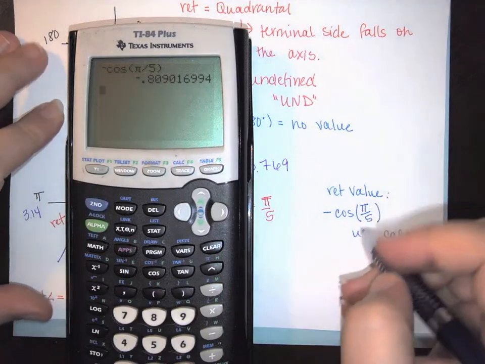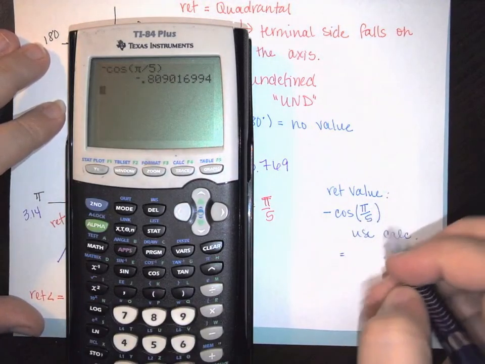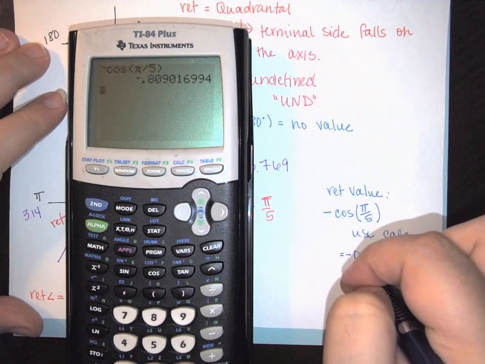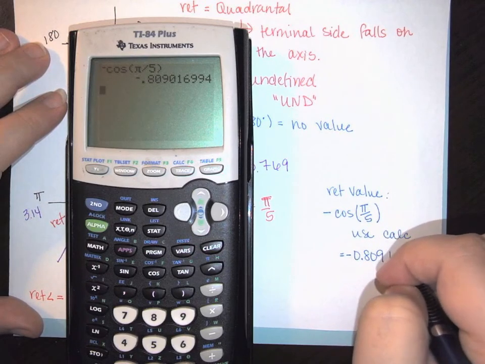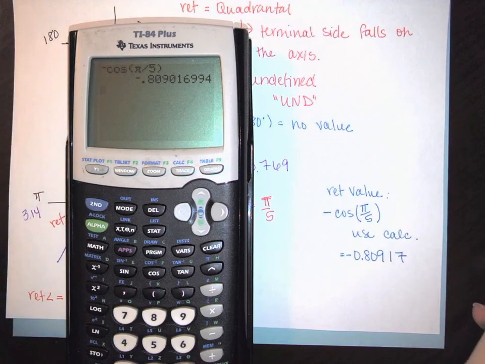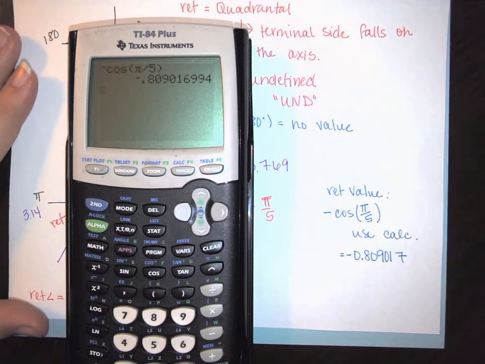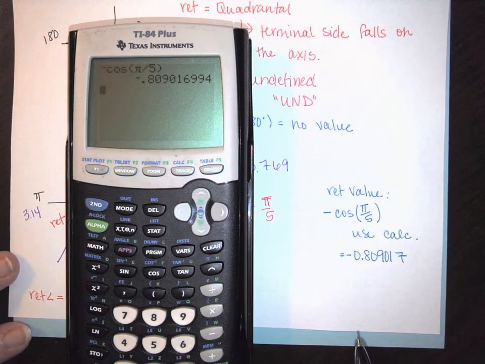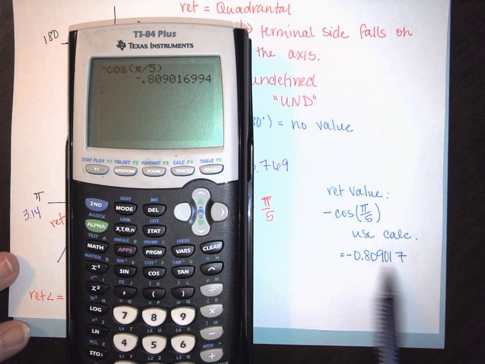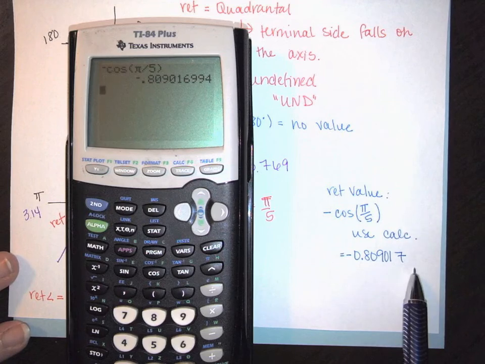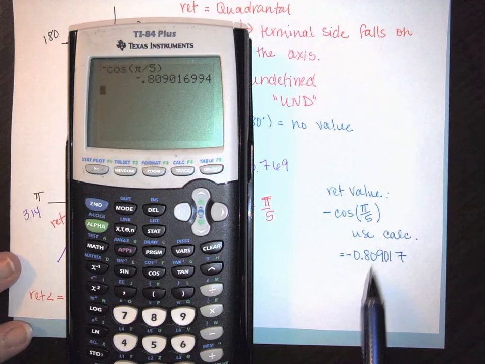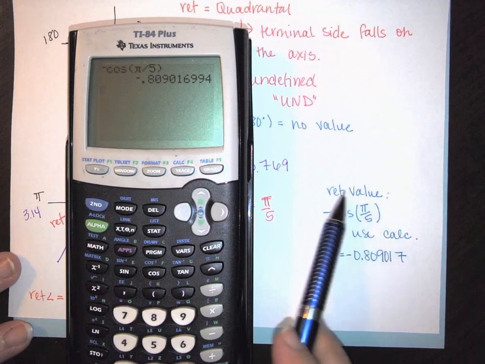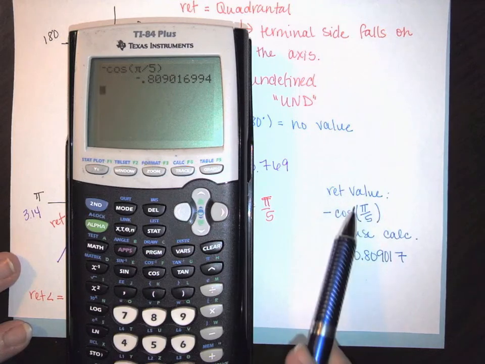So you don't have to use the whole thing. However, we did find this value to be negative 0.8091, and maybe I'd round it at 7.901. Okay, and so this would be the answer that we would be looking for. Now notice this is an estimated answer, so when we're talking about values, my exact value would be the negative cosine of pi over 5.